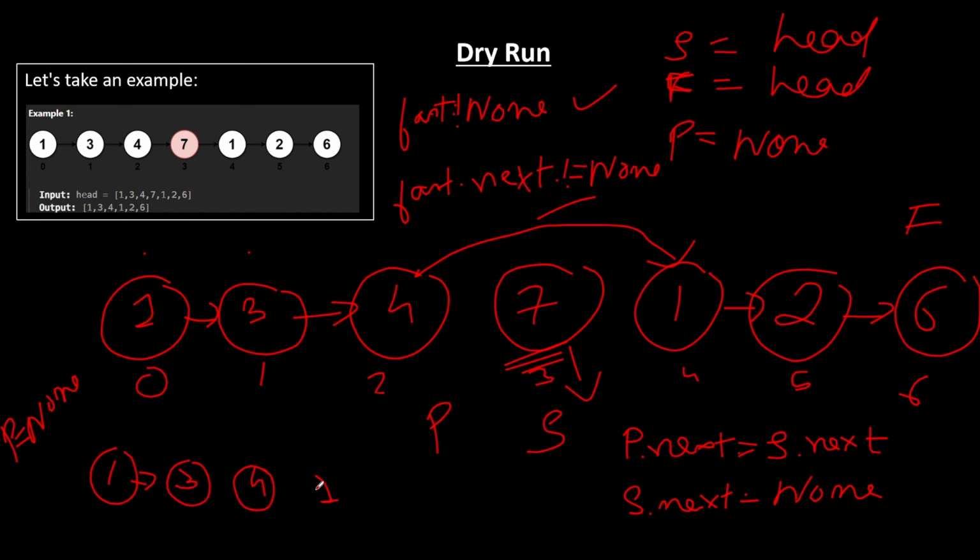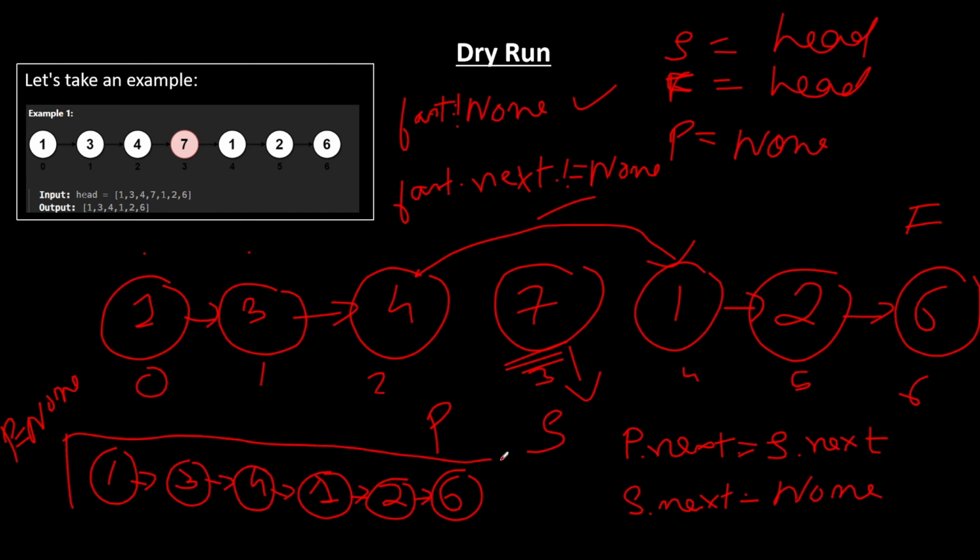Then again there was 1, and there was 2, then there was 6, right? I will just join them. Yeah, this is our resultant linked list. Does it match with our output? We get 1, 3, 4, 1, 2, 6. Okay. So we have successfully done the dry run.